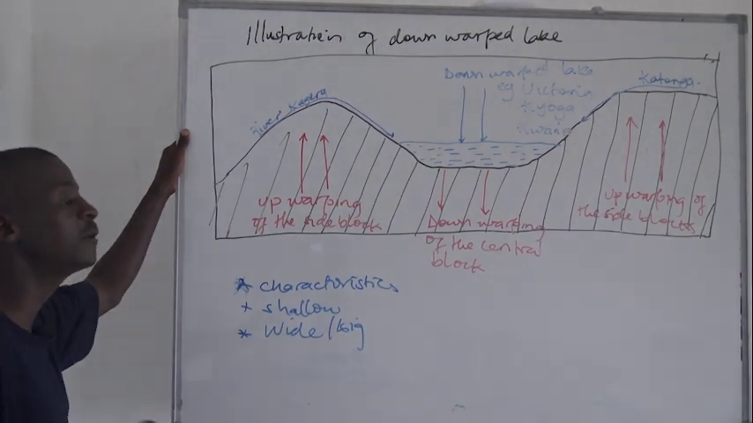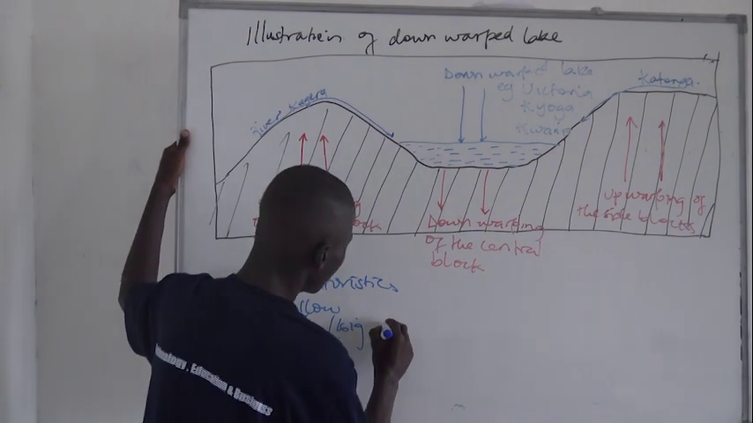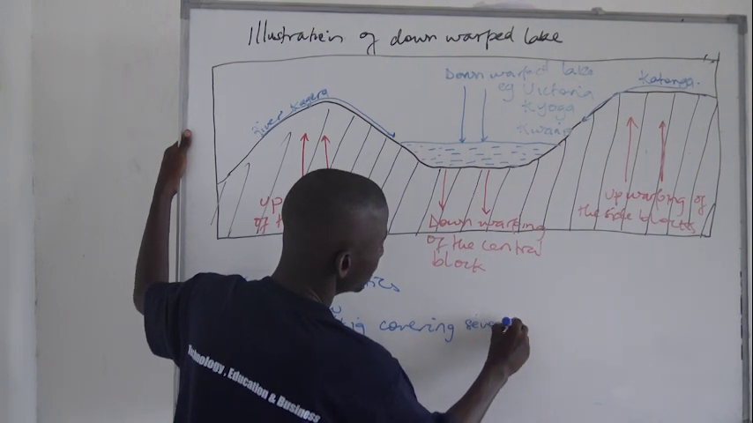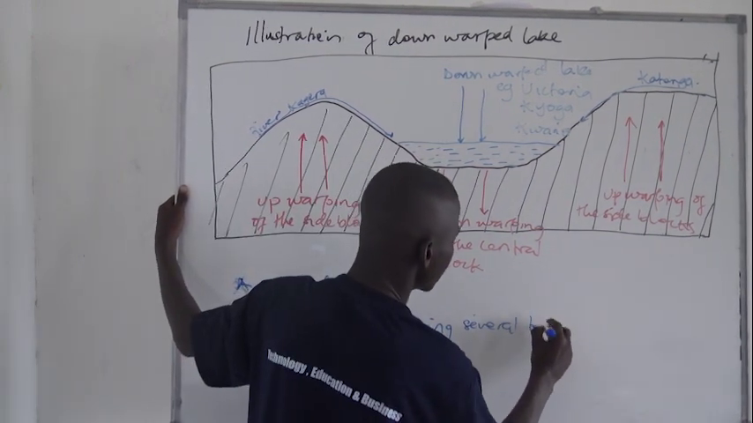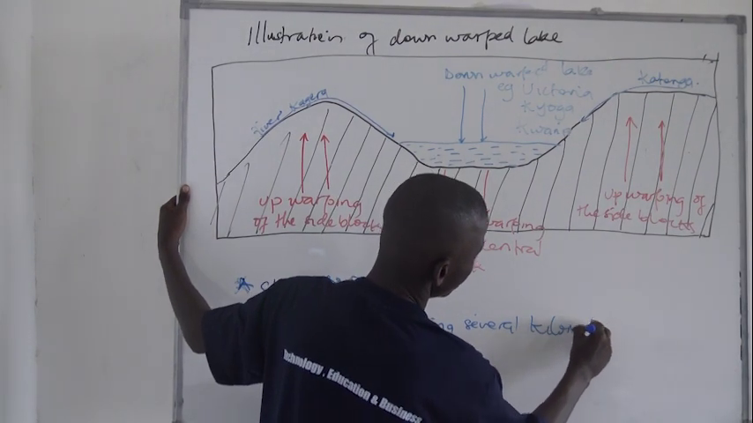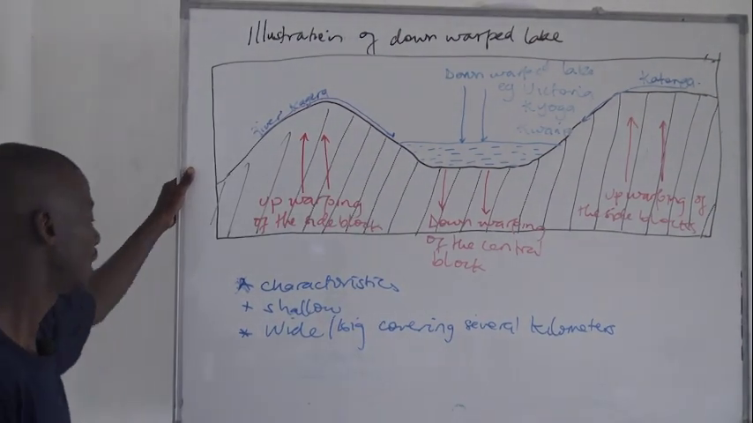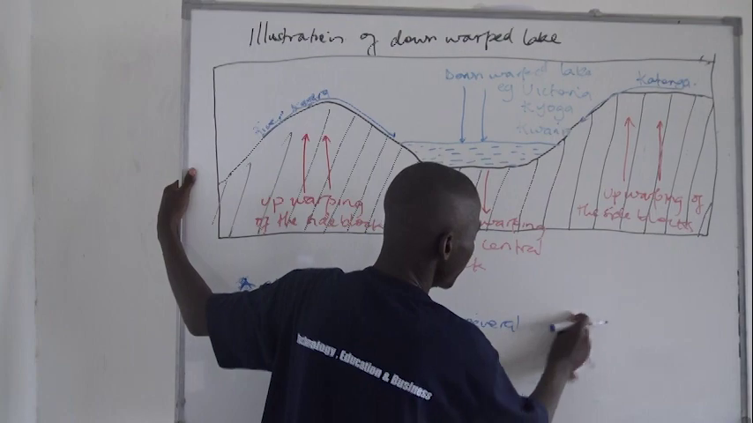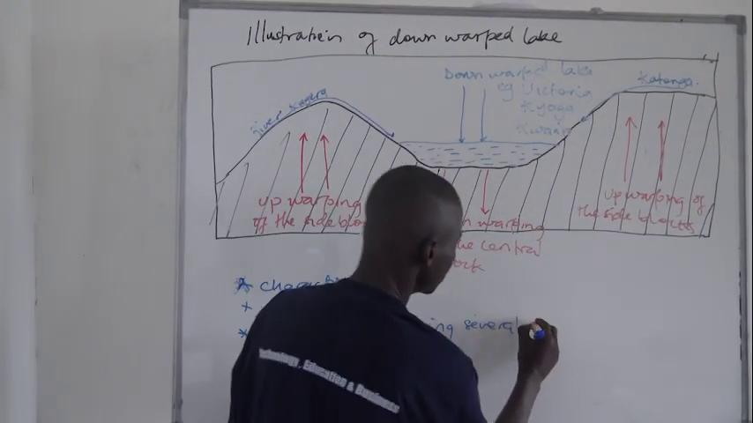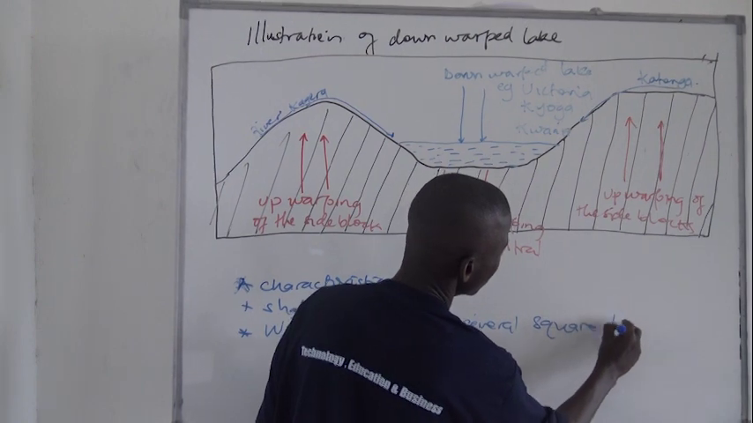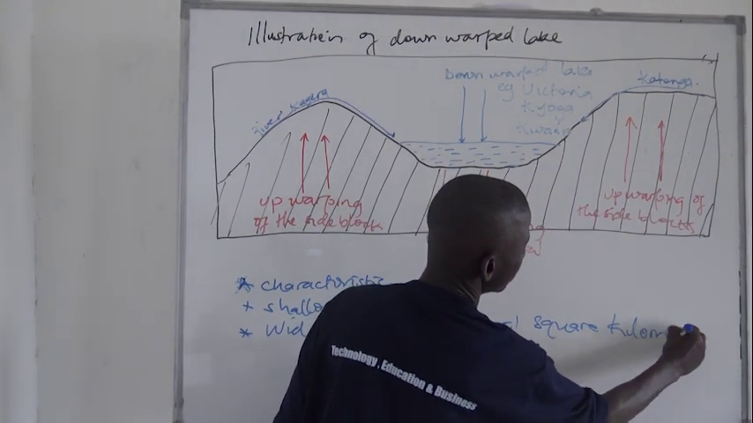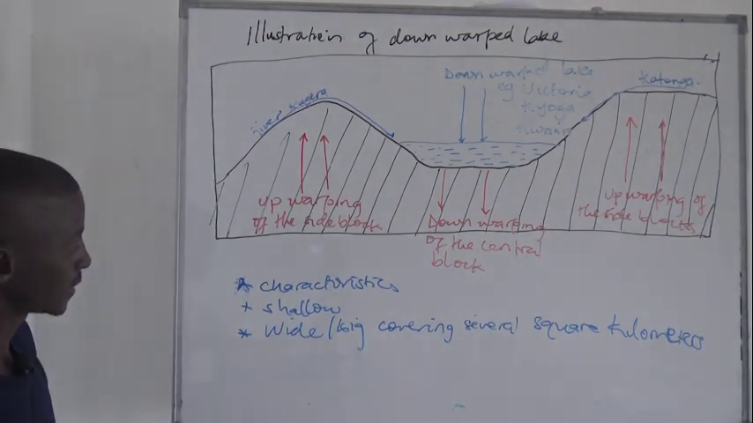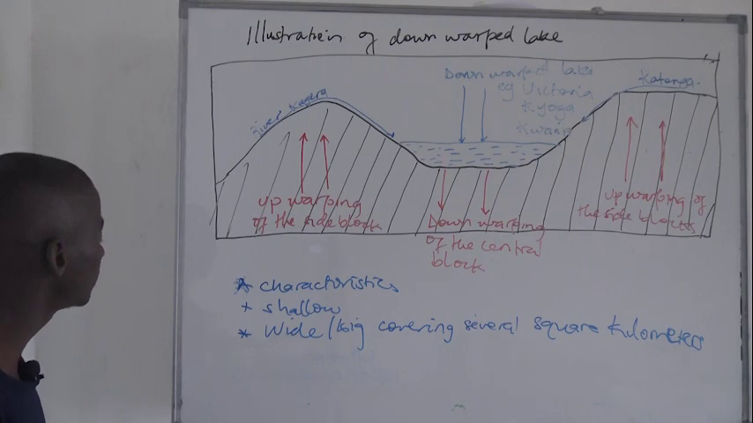The water body is very big, covering several what? Kilometers or square kilometers. Actually, covering several square kilometers.